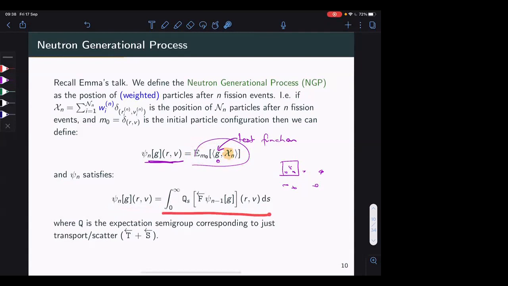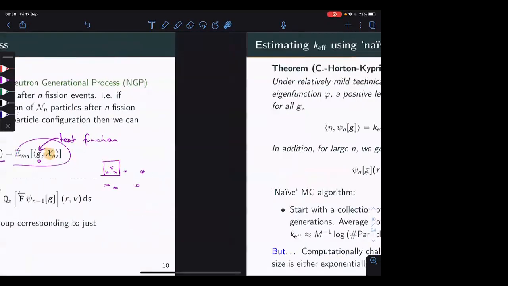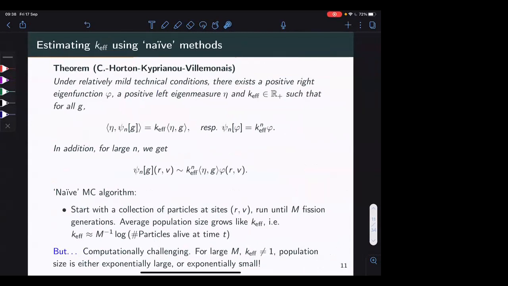So I can rewrite this in terms of various semigroups. This is known, certainly heuristically, in the literature, but I think this is the first time people carefully wrote this down. We know lots of nice eigen properties of these operators, these semigroups. In particular, we can find an eigenmeasure eta, k effective as an eigenvalue, and an eigenfunction phi, where all of these nice properties happen, right? So we get a nice spectral decomposition.